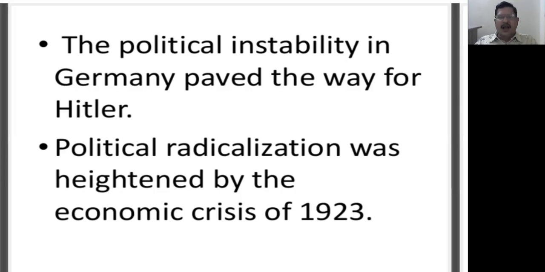Political radicalization was heightened by the economic crisis of 1923. Political radicalization rose to great heights during the economic crisis. And you know, from after World War One, from the 1920s to the 1930s, we call it the Great Depression, because it affected the whole world's economy. Even America had to face this problem. All the countries had to face this problem because the economy fell down and many banks and factories were closed, and the prices came down below 50%, but there was no one to buy the goods. That was the situation, and we call it the Great Depression. So the effect of the depression also came after World War One.